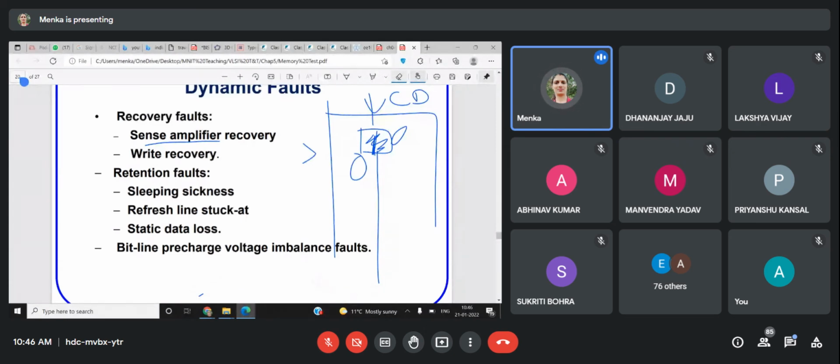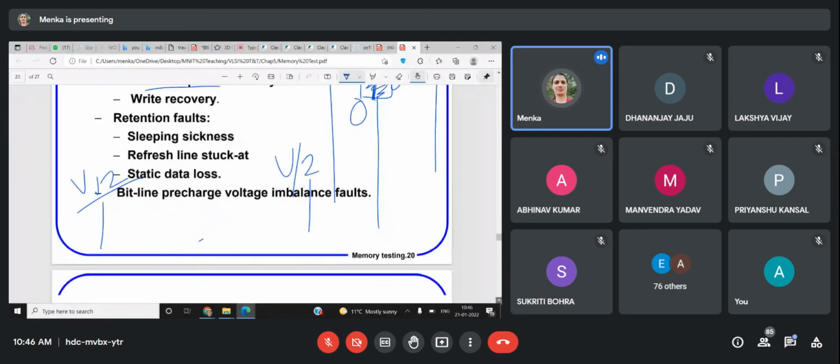Bit line pre-charge means you have to pre-charge the capacitors up to VDD by 2. Imbalance means there are two sets of capacitors, one on this side and one on this side. Both are expected to be VDD by 2. But if they are not, and instead of VDD by 2 there is imbalance, then because of that imbalance the bit to be written will be a little bit different. That is also going to create a fault, and these all come under the dynamic faults.